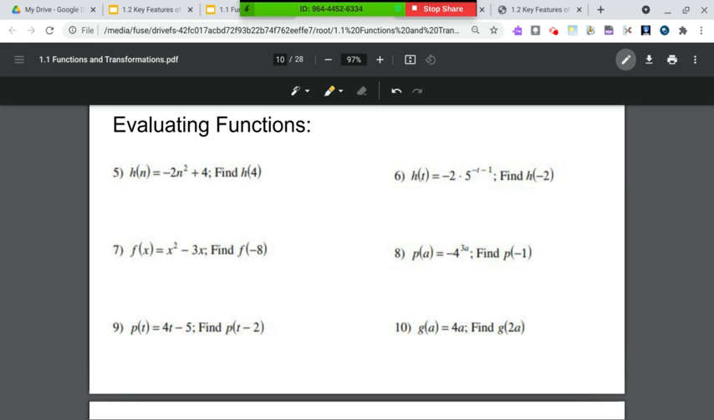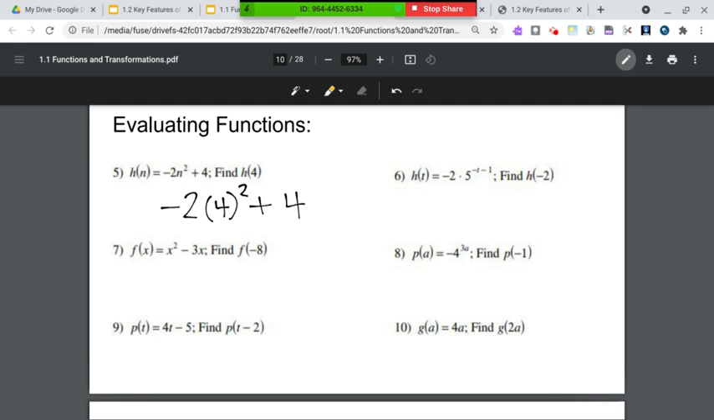So I'm going to model number 5. Number 5 says h of n equals negative 2 times n squared plus 4, and it says find h of 4. So I'm going to take that 4 and stick it in the function where n is. So negative 2 parentheses 4 squared plus 4.